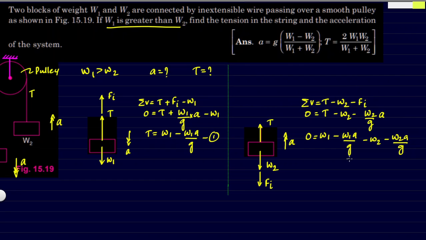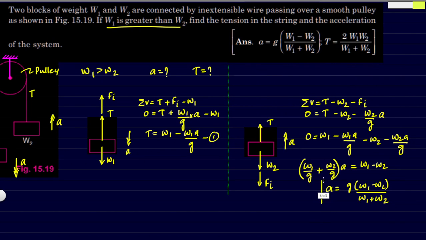Now let's take both the acceleration terms on the left side, which will give us W1 by g plus W2 by g. a comes out as common, and on the other side we are left with W1 minus W2. So the acceleration formula will be g times (W1 minus W2) divided by (W1 plus W2). So this is the formula for acceleration.